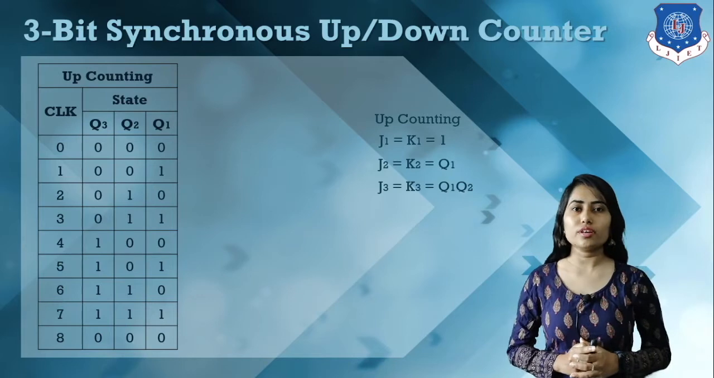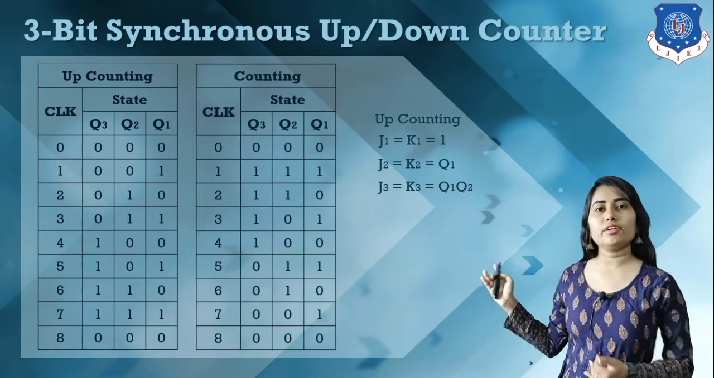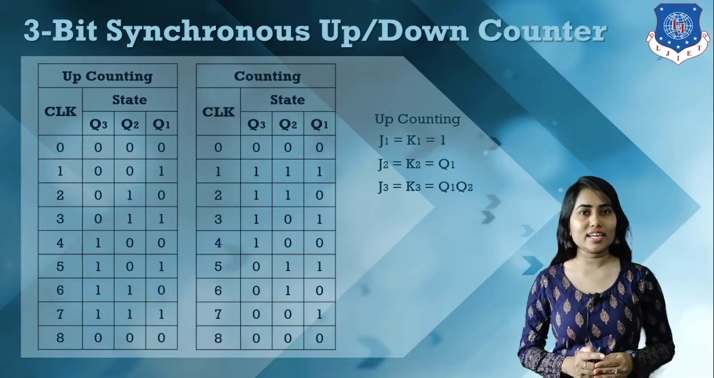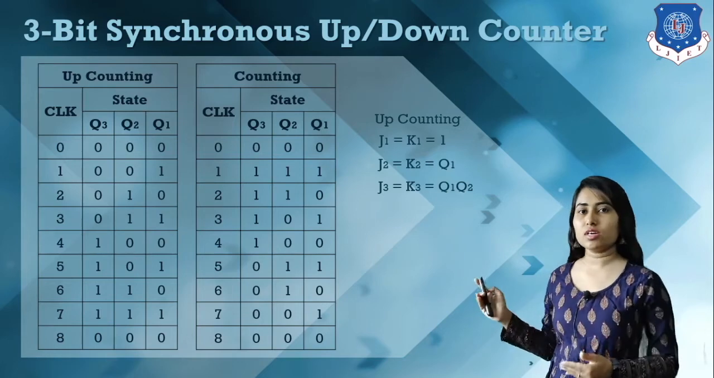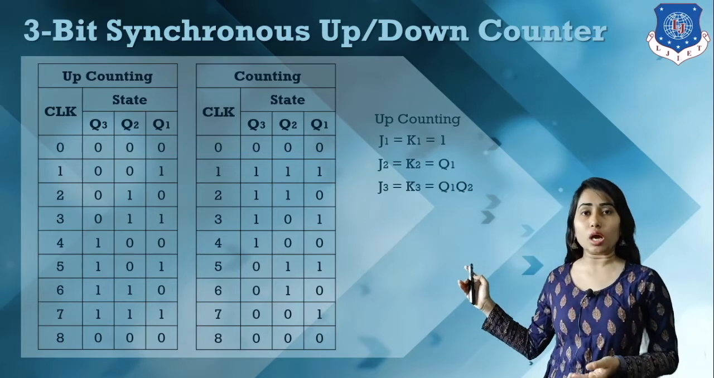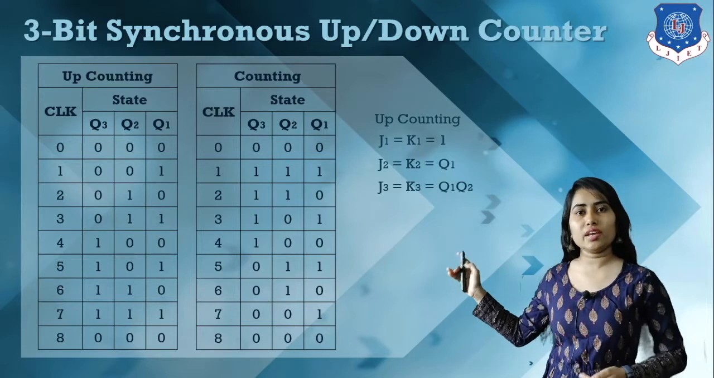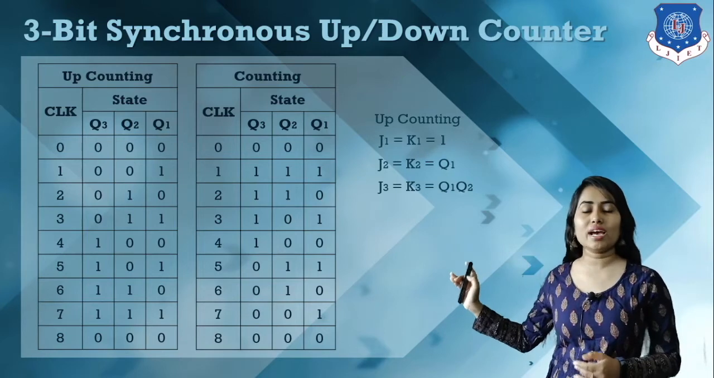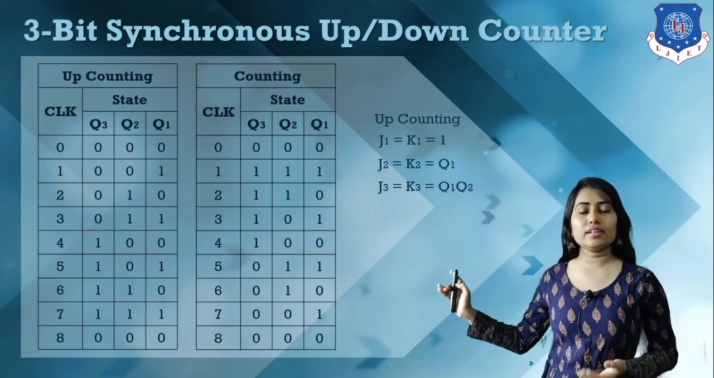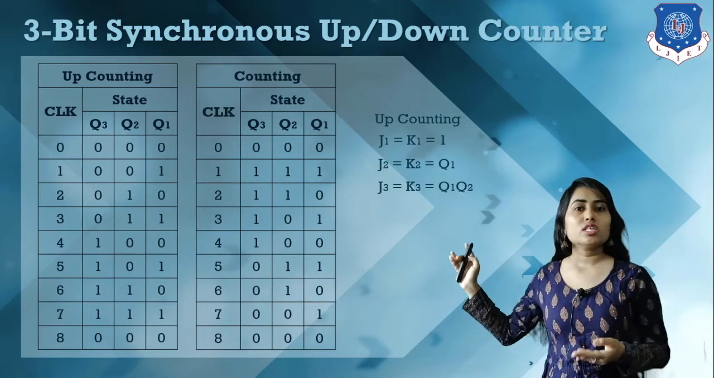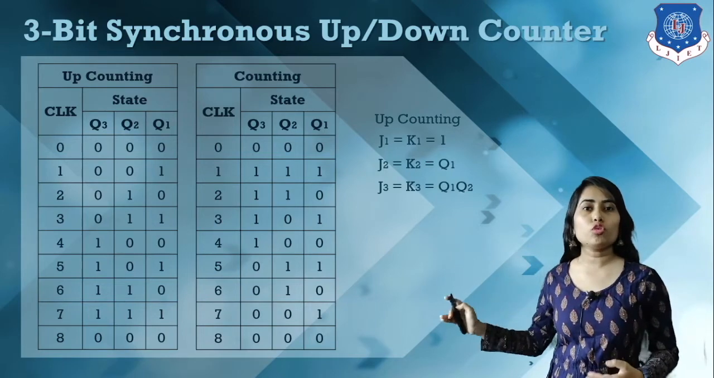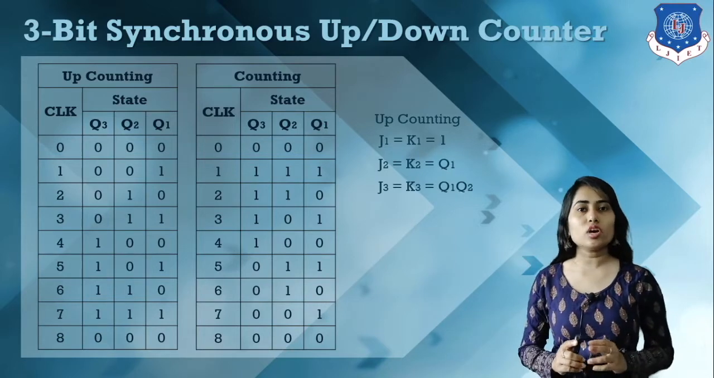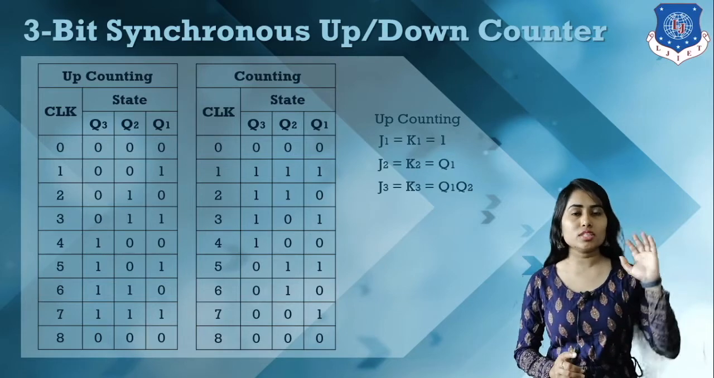Now let's discuss down counting. Here we have a table for down counting. In this down counter, the sequence will count in a downward direction. Initially, when no clock signal is applied, we have 0 0 0. Then when one clock signal is applied, we have 1 1 1. Then we have 1 1 0, then 1 0 1 and so on. So the sequence is 7 6 5 4 3 2 1 0 and again 7.